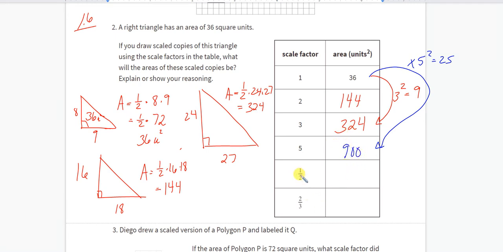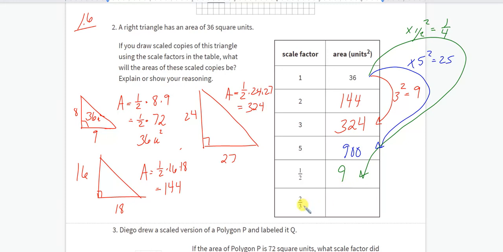Fractions are a little weirder though. You have to do 1/2 times 1/2 to get it squared. So, you know, fraction squares actually get smaller if they're proper like this. So if I multiply 1/2 by itself and square it, I get 1/4. So to get this area of a half scale factor, I would do 36 times 1/4. And that's like doing 36 divided by 4, which should be mental math. That's going to be 9.